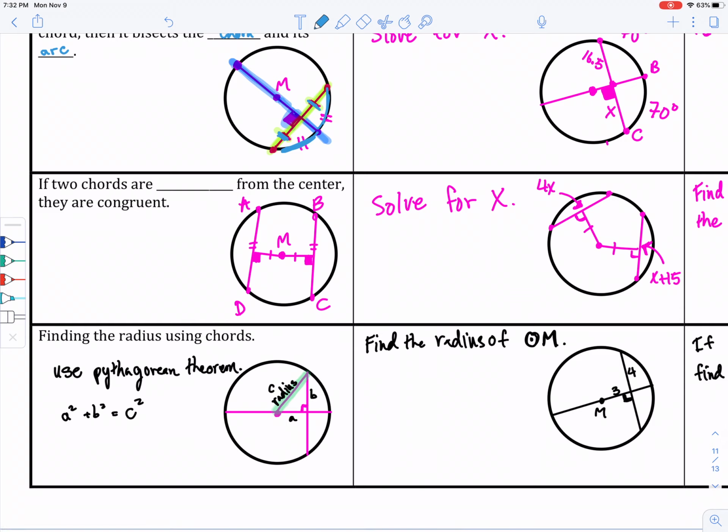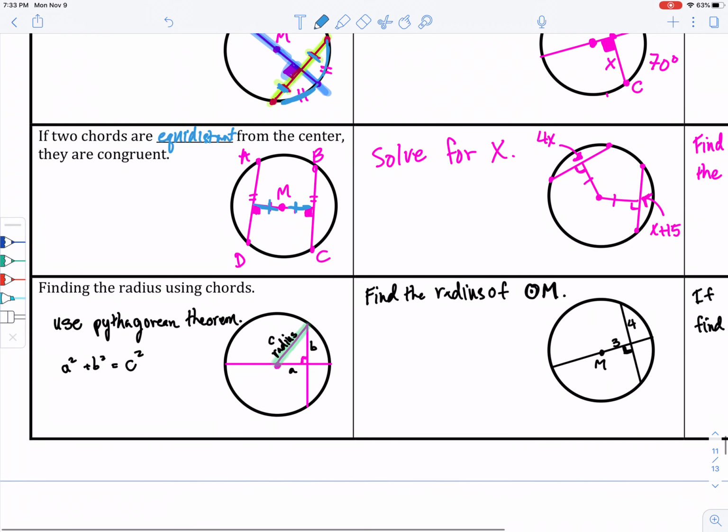Third property: if 2 chords are equidistant from the center, meaning they are the same distance away from the center, then they are congruent. So as indicated by this line here, the 2 chords AB and BC are the same distance away from the center, so they will be equal in length.